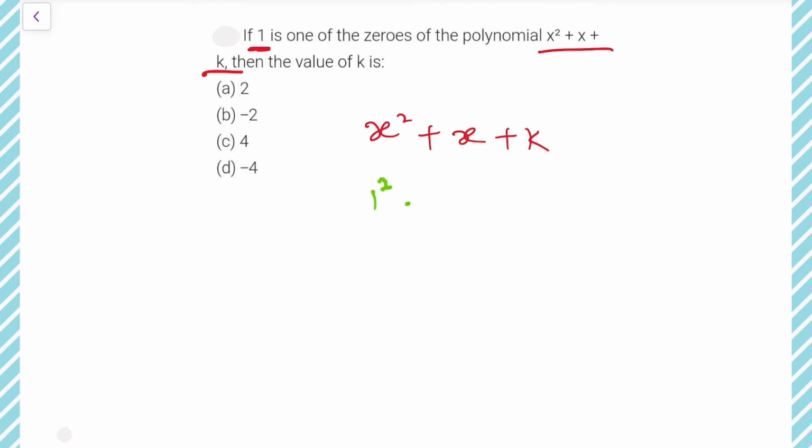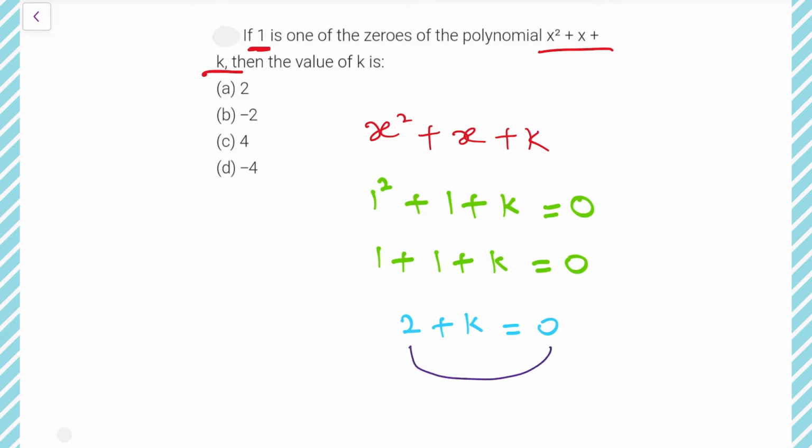So 1 square plus 1 plus k, and make it equal to 0. 1 square is 1, plus 1 plus k is equal to 0. So 1 plus 1 is 2, plus k is equal to 0. Now we need to find the k value, so take the plus 2 to the other side. If we take the plus 2 to the other side, then it becomes minus 2. So k is equal to minus 2. Option B is the correct option.